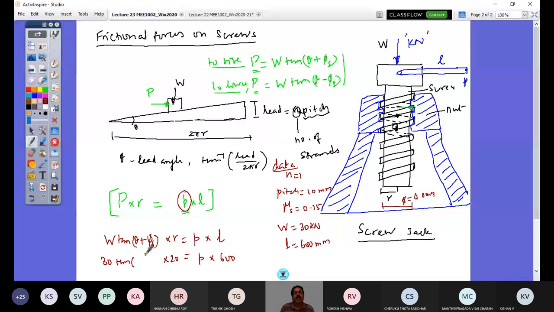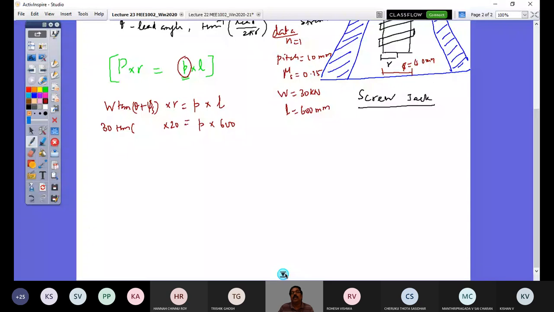So what is the angle theta? Theta is the lead angle, so I can find that now. Theta is tan inverse of lead, and lead is equal to n times pitch. Since n is equal to 1, it is 10 divided by 2 into pi into r, which is 20. If I work this out, 10 divided by open bracket 2 into pi into 20 close bracket is 0.07957, and shift tan inverse gives 4.55 degrees. So the lead angle is 4.55 degrees.